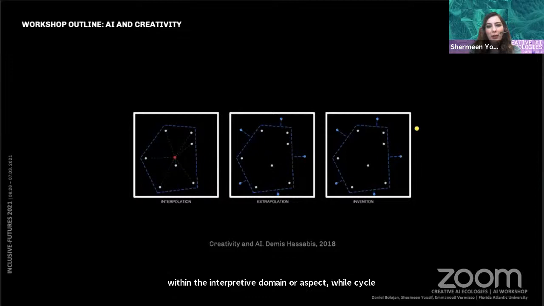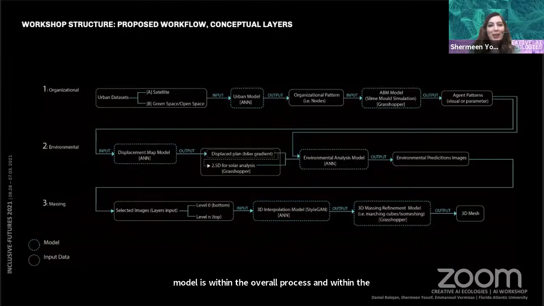So this approach to creativity is not just within one AI model, it is within the overall process and the overall structure. This is our proposed workflow that we offered to our workshop participants. We targeted three layers, which are design phases and design tasks: organization, environmental analysis, and then the approach to the three-dimensional aspect and massing. We expand this flexibility of AI-assisted design by proposing a series of complementary deep neural networks, establishing a logical continuity in the design decisions.